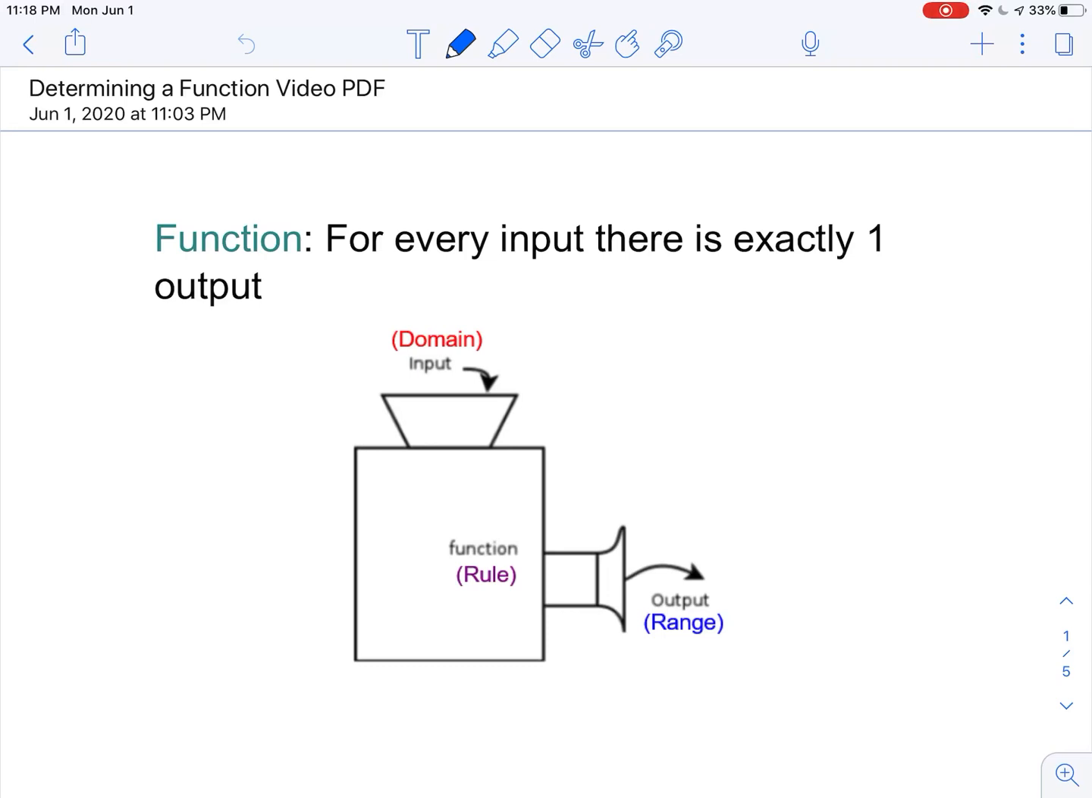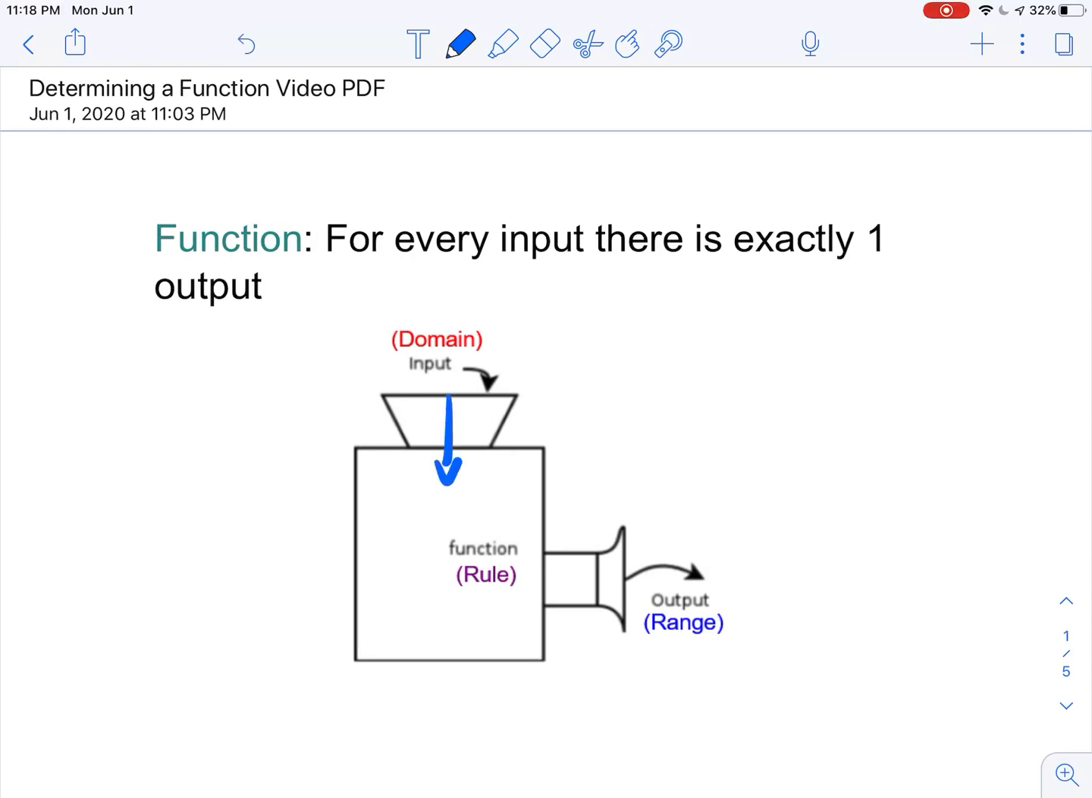A function is a set of numbers where for every input there is exactly one output. So every x value you plug in can only give one y value as its solution. If we plug a number in and get two answers, that's where we have a problem.